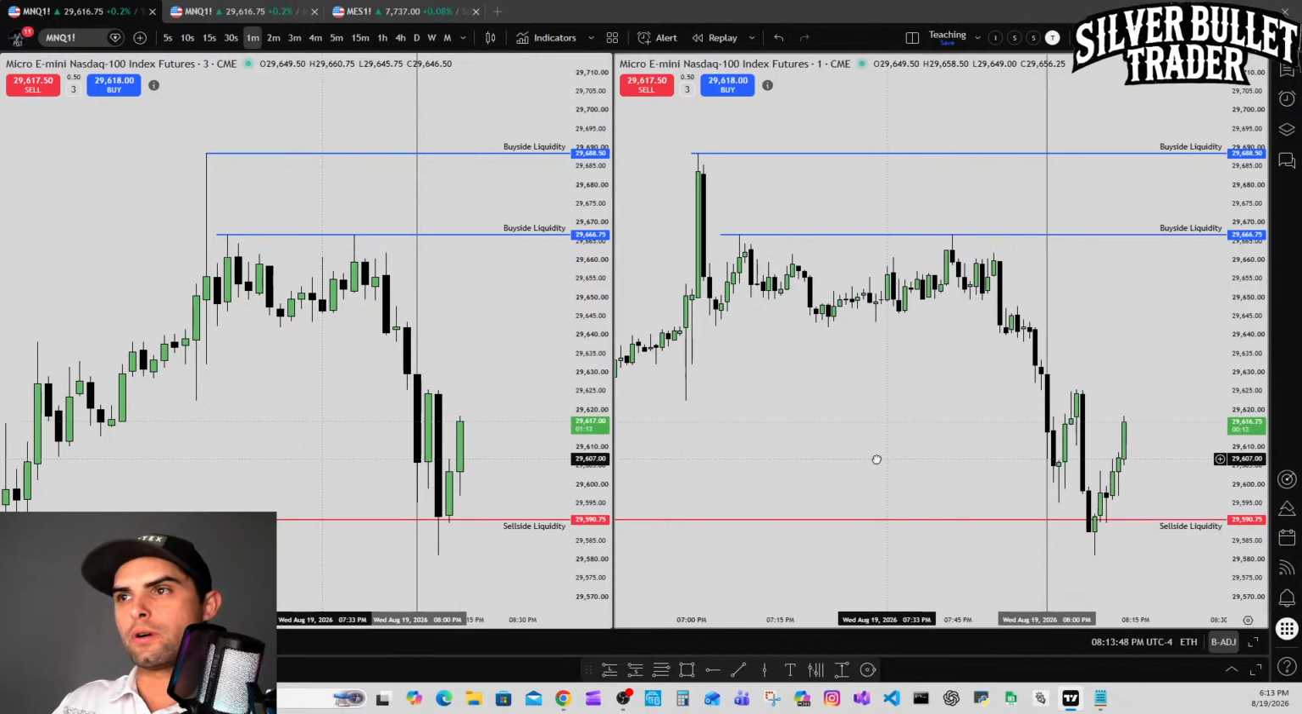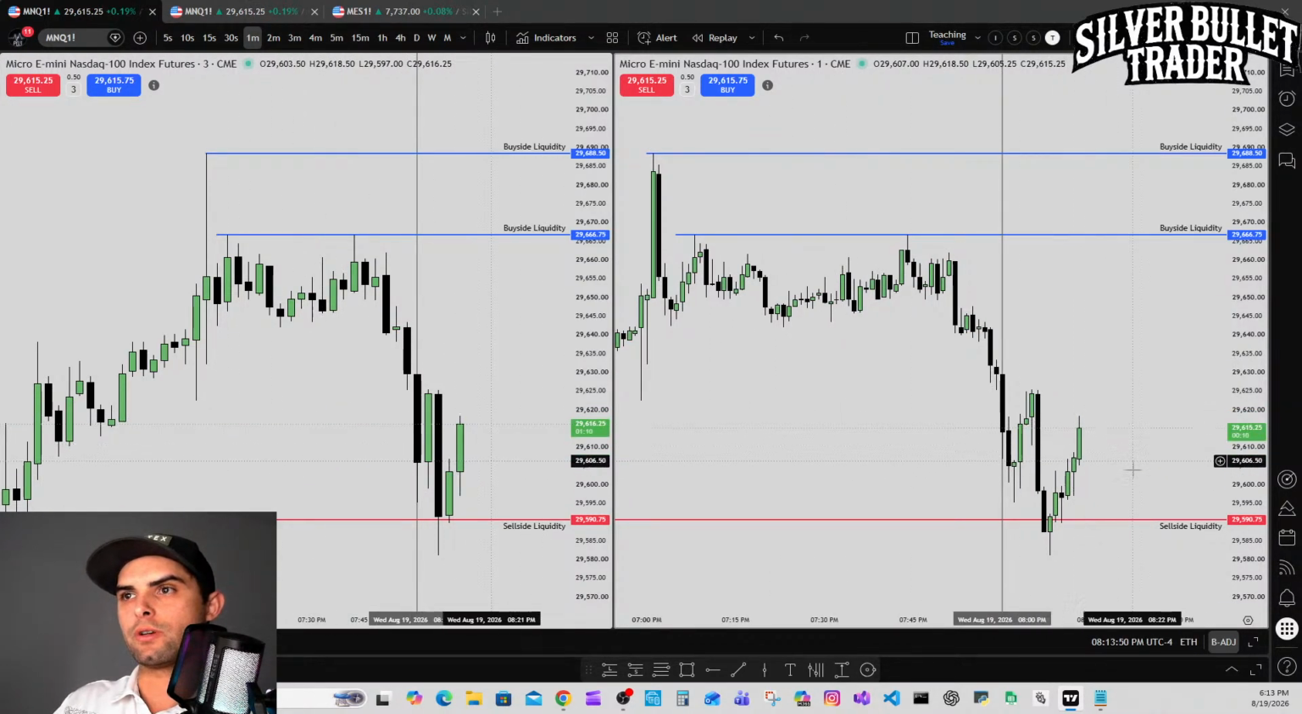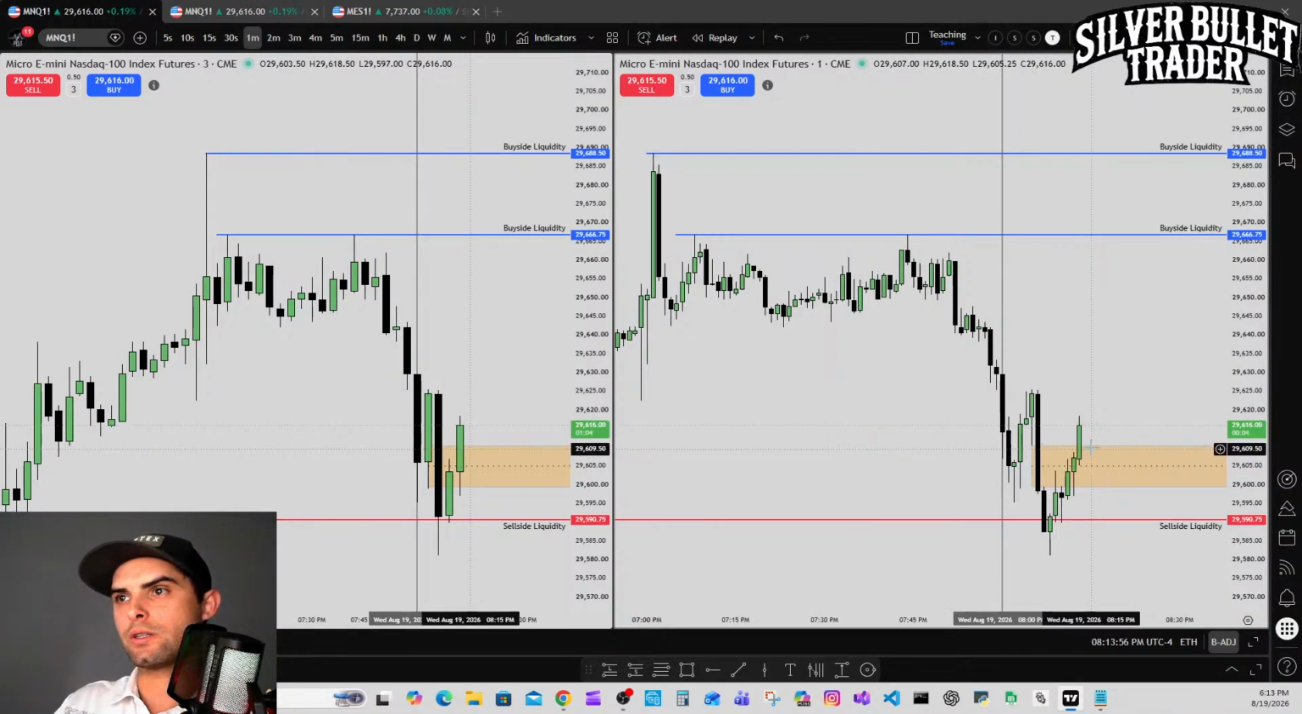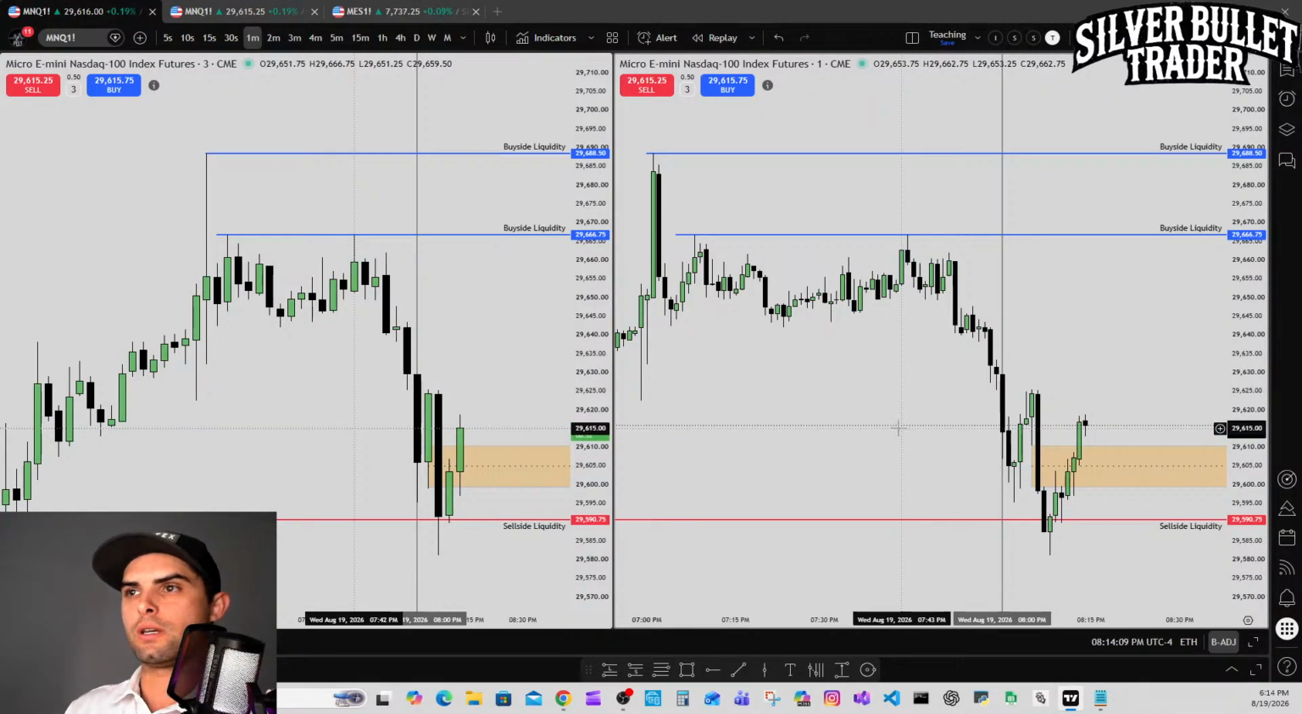I'll wait for an entry mechanism to get into this trade. I would really like to see it come back and touch this. This is an ICT inversion fair value gap. I really like that as a level to take a trade on. So we'll see if we can get a reaction from that.